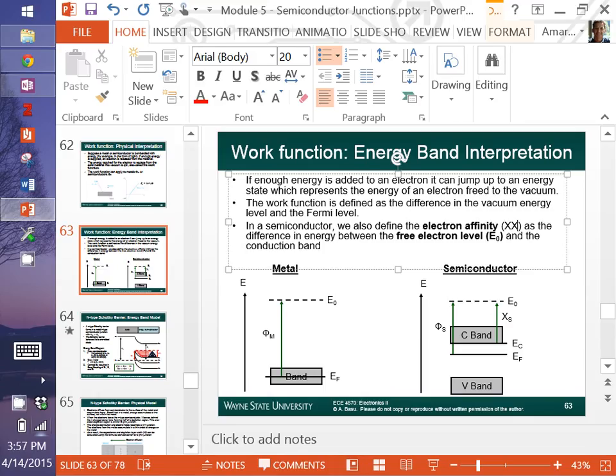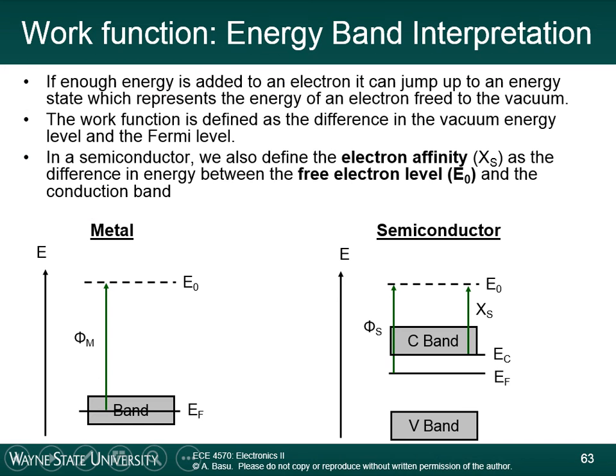So the electron affinity for silicon is 4.05 electron volts. And you'll have that in your quizzes and exams and whatnot, so you'll have that constant with you. But it's something to remember. The band gap for silicon is 1.12 electron volts. You've probably memorized that by this point in the class. The electron affinity for silicon, meaning this X sub S, the difference in energy between the free electron level and the conduction band, is about 4.05 electron volts for silicon.